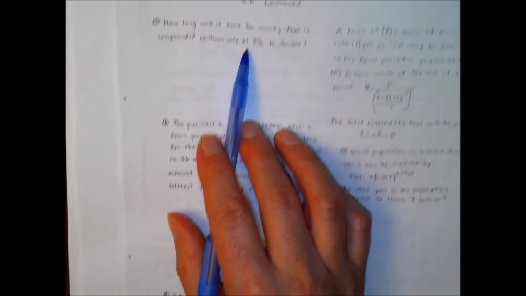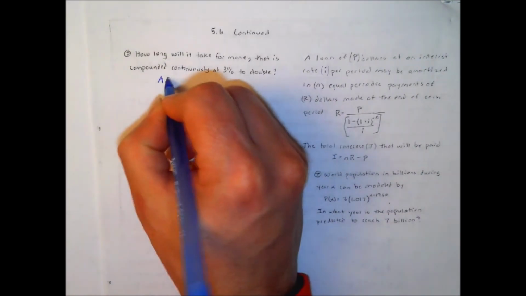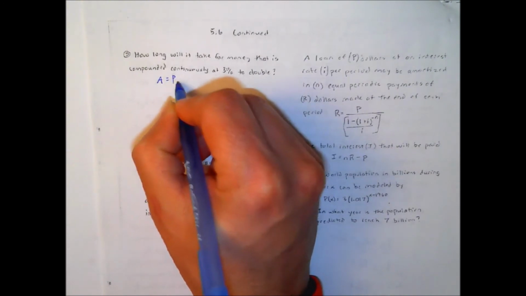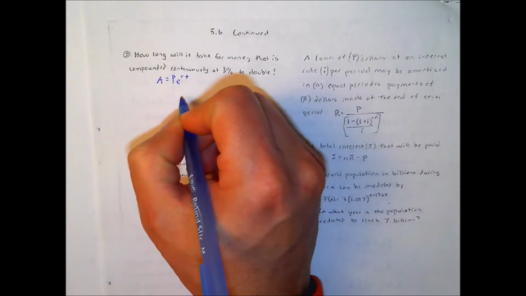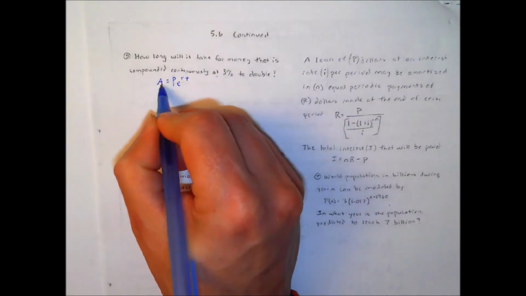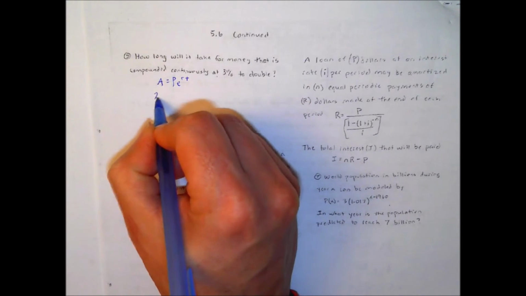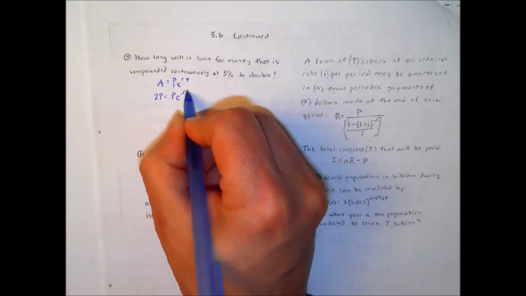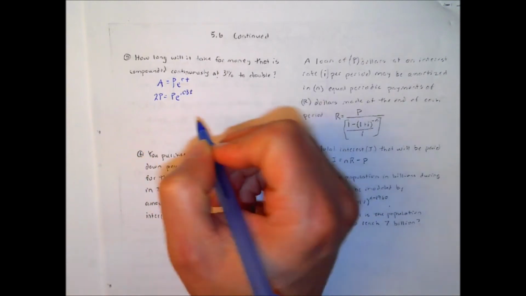What if it's compounded continuously? Notice if it's compounded continuously, we're going to use a different equation. We had that equation. We want it to double, so we want our amount at the end to be double this one. So we want it to be 2P if this one's P, at a rate of 3%, and we want to know how long, so that's the t we're solving for.